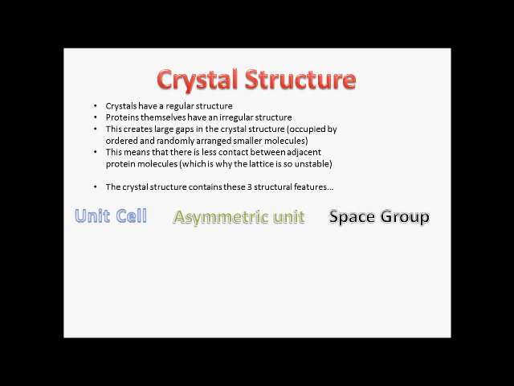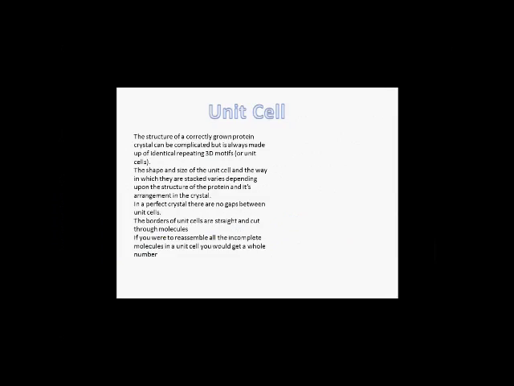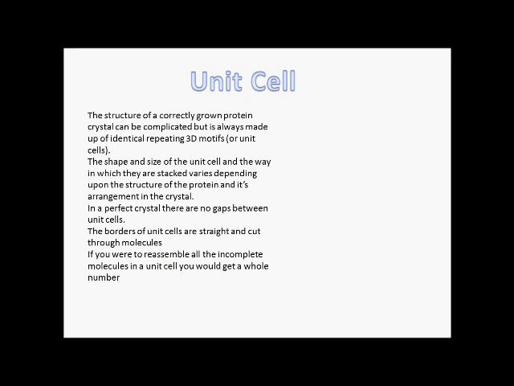We're going to have a look at the three terms you'd use to describe a protein crystal, which are the unit cell, the asymmetric unit, and the space group. The crystal structure is like a big repeating 3D pattern, and a unit cell is the smallest possible block that you could take out of that pattern and place one on top of another to create the pattern as a whole. By definition, there can be no gaps between unit cells, and unit cells have straight edges and straight sides.